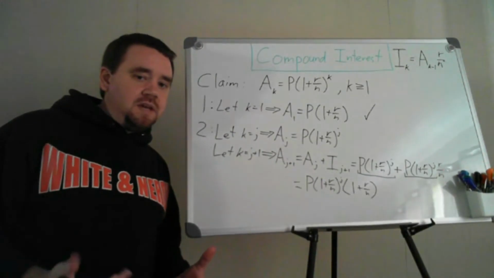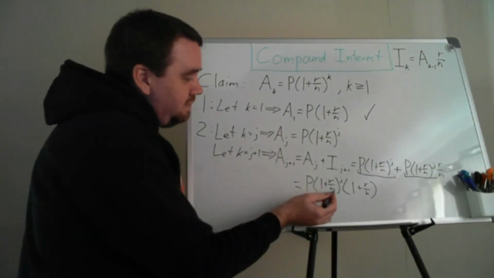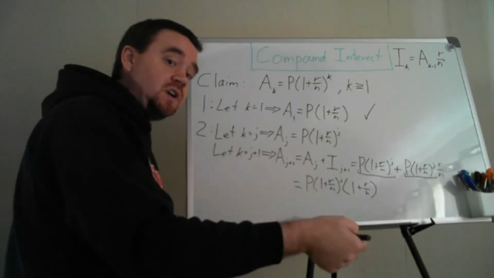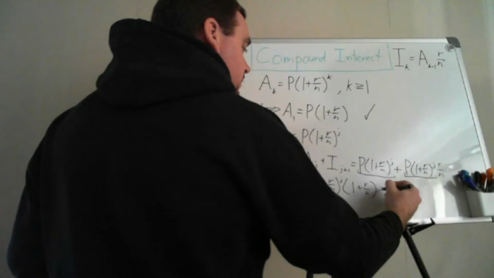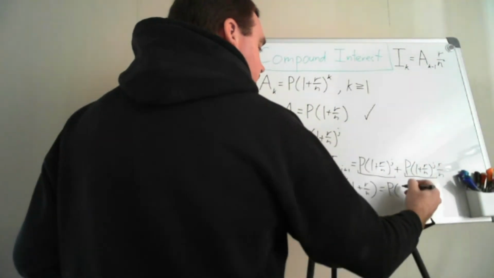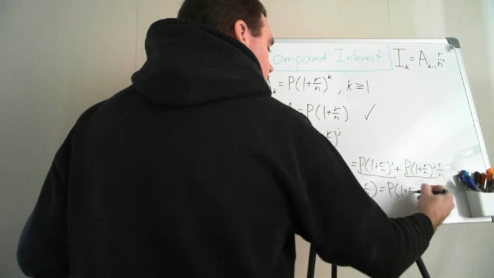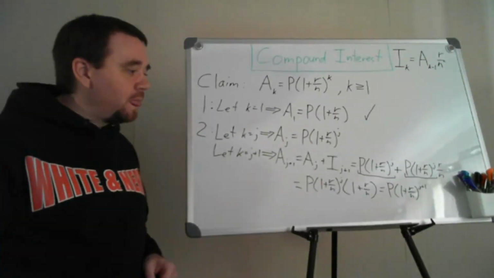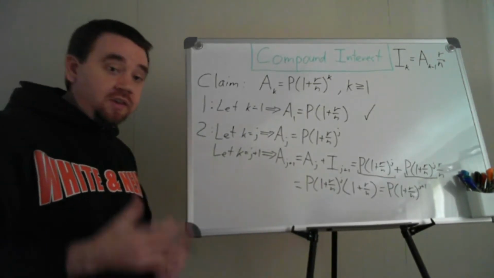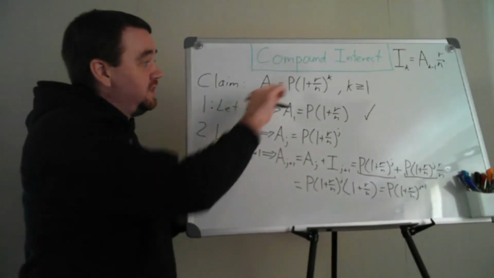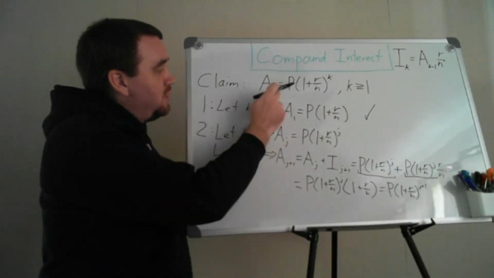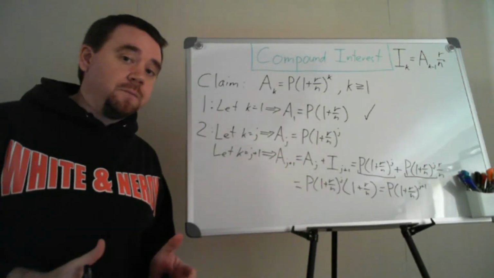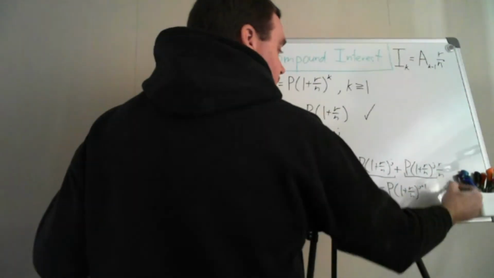But what does that really mean? I've got this quantity being multiplied with itself j times, and then being multiplied with itself one more time. So it's really a total of j plus 1 times. So this is just P times 1 plus R over N to the j plus 1. Which is exactly what we want if this is true. Because if this is true, then I plug in j plus 1 for k here, and plug in j plus 1 for k here, which is exactly what I got. So it works for the second case.